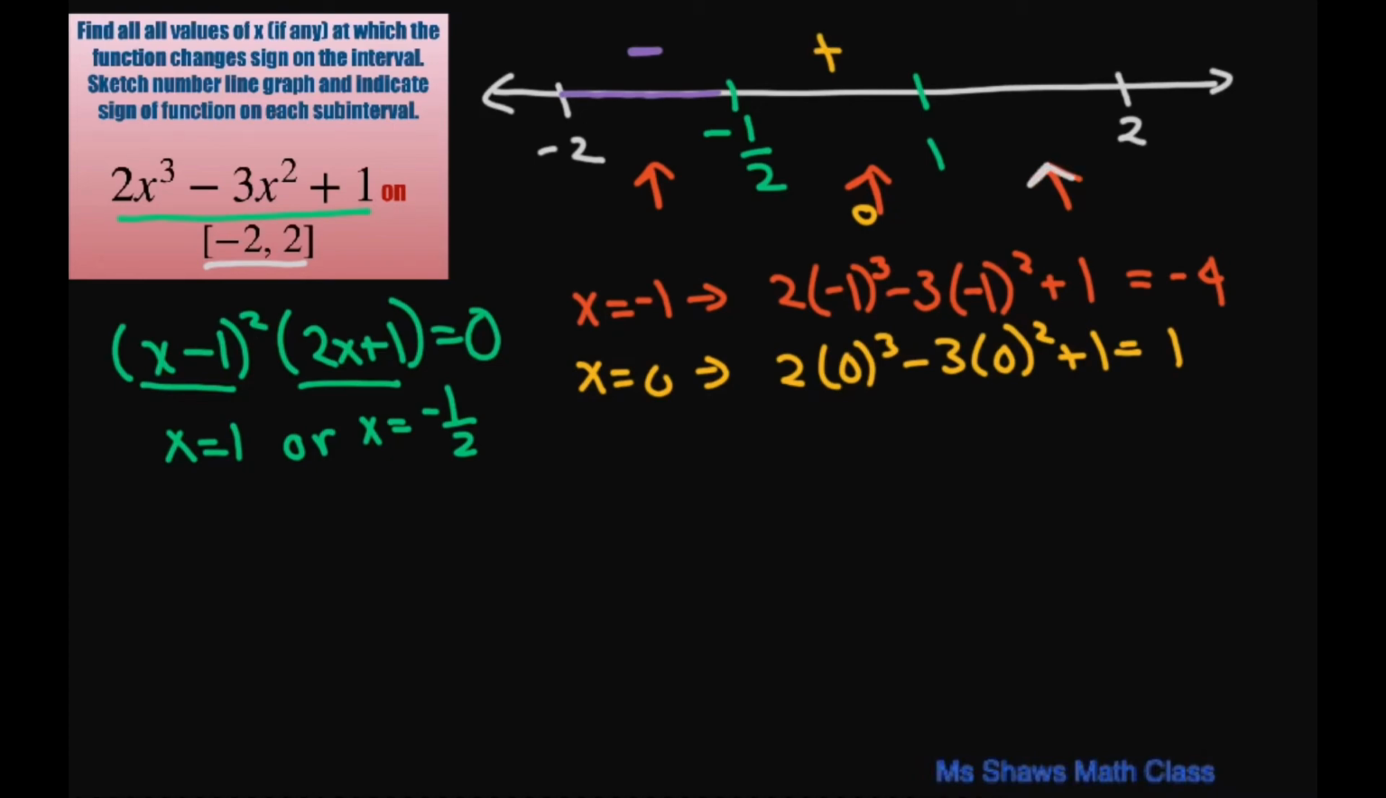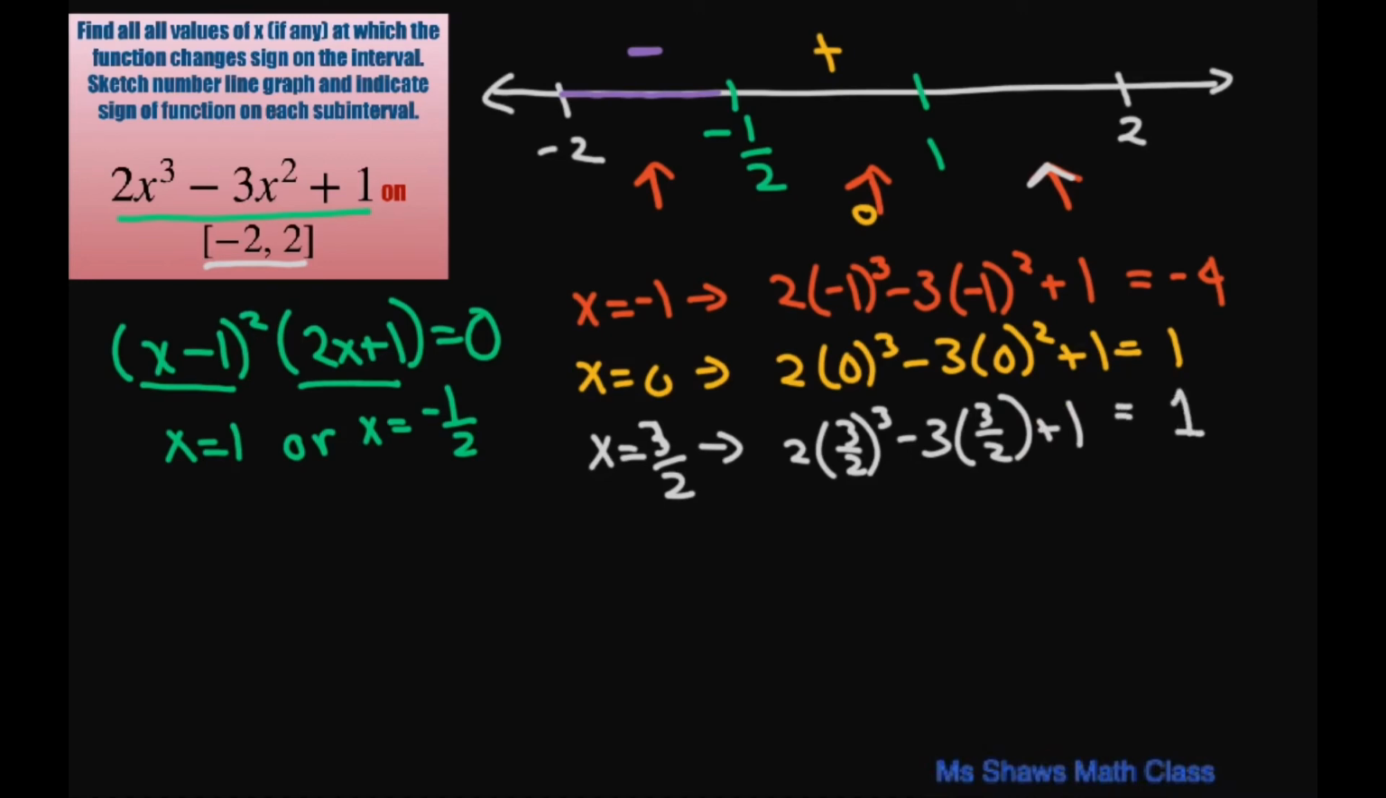Let's test 1/2. No, it has to be 3/2. 1 and 1/2. So that's going to give you 2 times (3/2)^3 minus 3 times (3/2)^2 plus 1, and that's going to give you 1. That's a positive number, so this is positive.